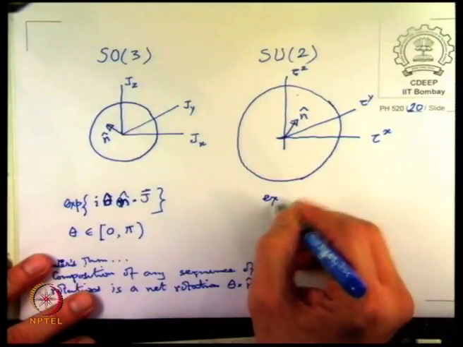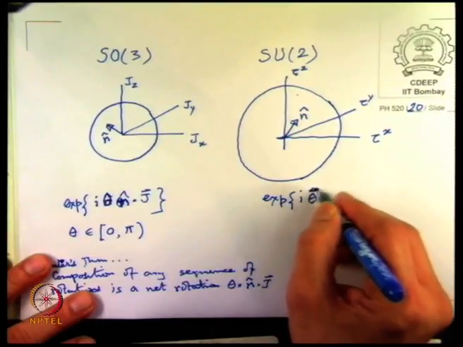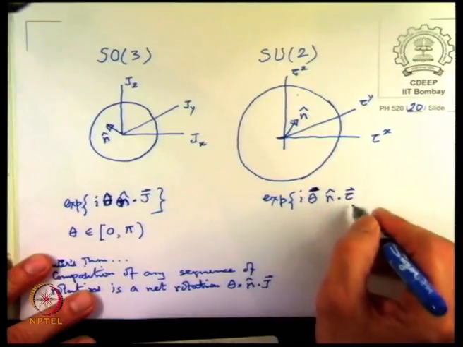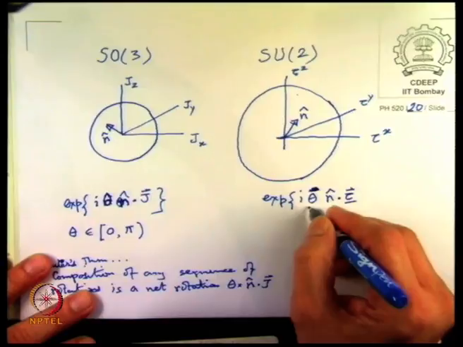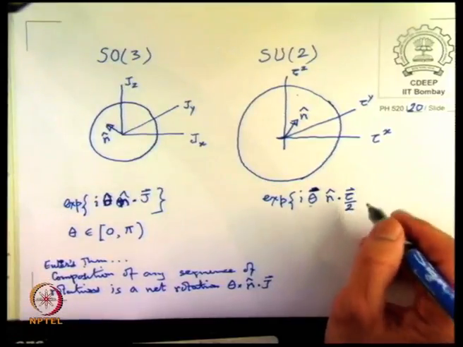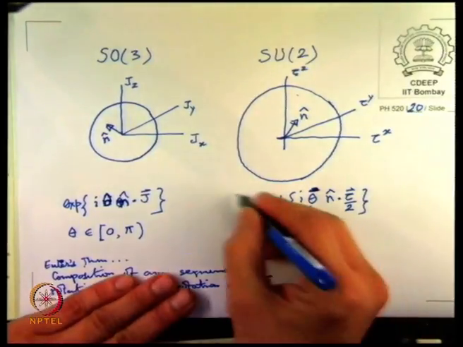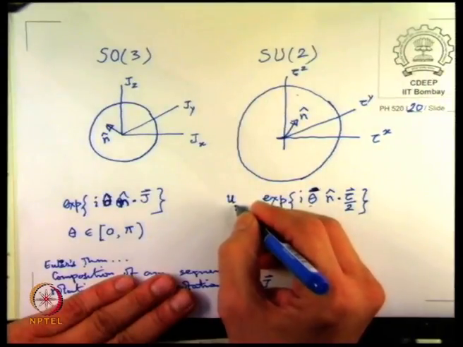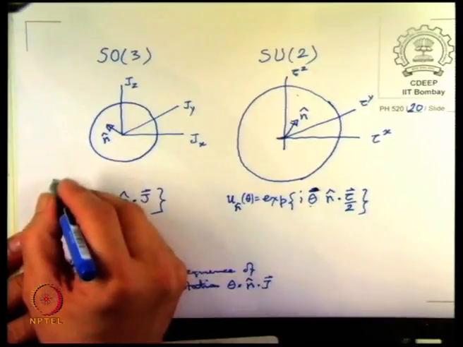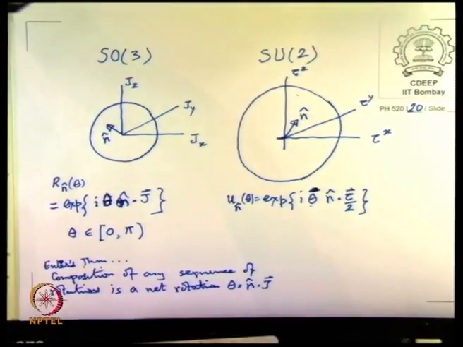On this side we have exponent I times theta times n cap times tau, n cap dot tau by 2. So either you put 2 under the theta, which is often done, but to remind you that in group theory sense it is tau by 2 which is the generator, you should put half there, but the net consequence is the same. So this is u n cap of theta, and this is what we called r n cap of theta, rotation, that is u n cap of theta.